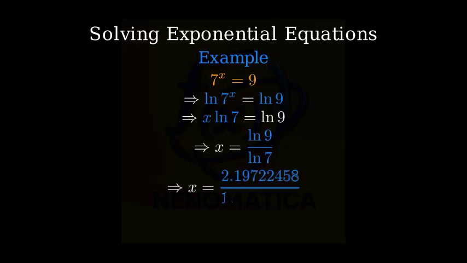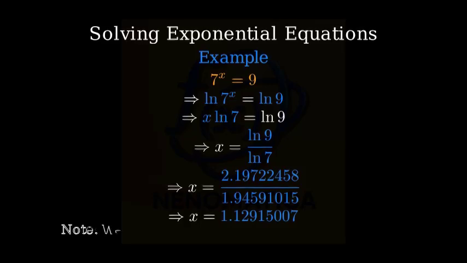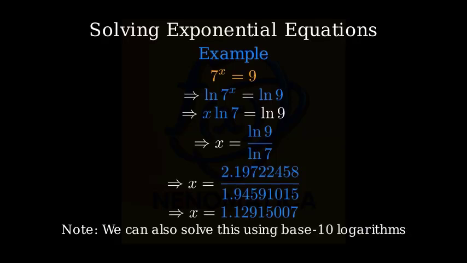We substitute the values. ln of 9 is approximately 2.197224558, and ln of 7 is approximately 1.945911015. Dividing these numbers, we find that x equals approximately 1.129150007. It's worth noting that we would get the same answer if we used the base 10 logarithm instead of the natural logarithm. Let me demonstrate this alternative approach.